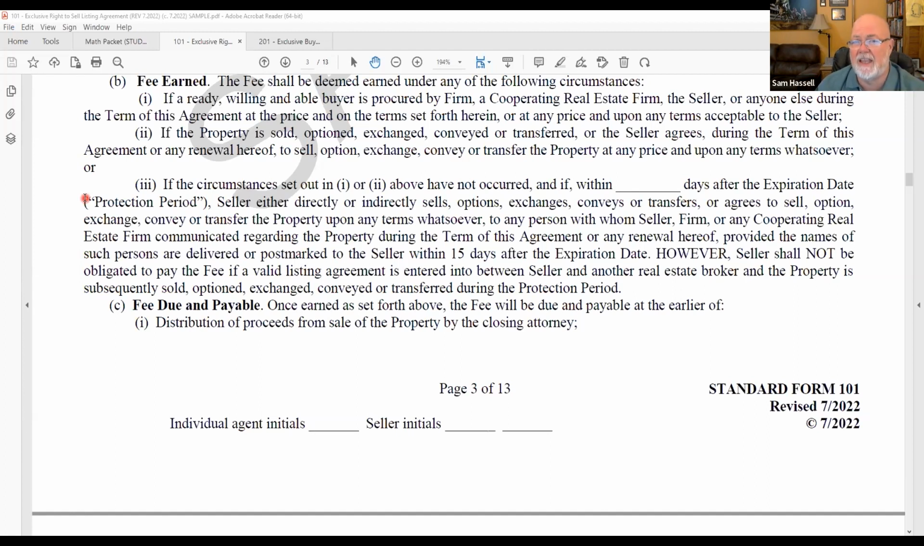So if within 90 days after the expiration date, the protection period, the seller either directly or indirectly sells, options, exchanges, conveys, or transfers, or agrees to sell, option, exchange, convey, or transfer the property upon any terms whatsoever to any person with whom the seller, firm, or any cooperating real estate firm communicated regarding the property during the term of this agreement, or any renewal hereof, provided the names of such persons are delivered or postmarked to the seller within 15 days of the expiration. However, the seller is not obligated to pay the fee if a valid listing agreement is entered into between the seller and another broker.